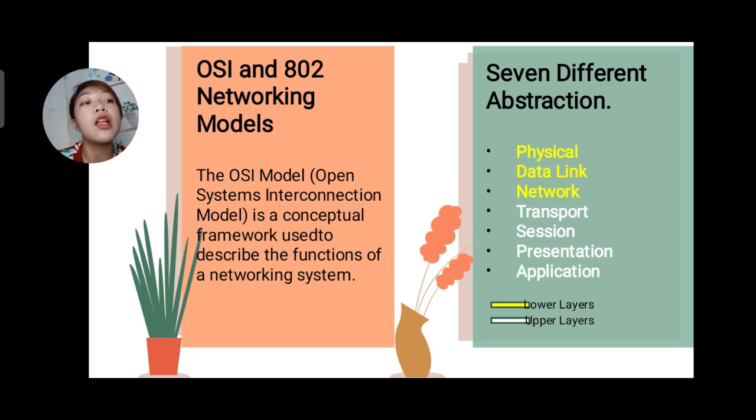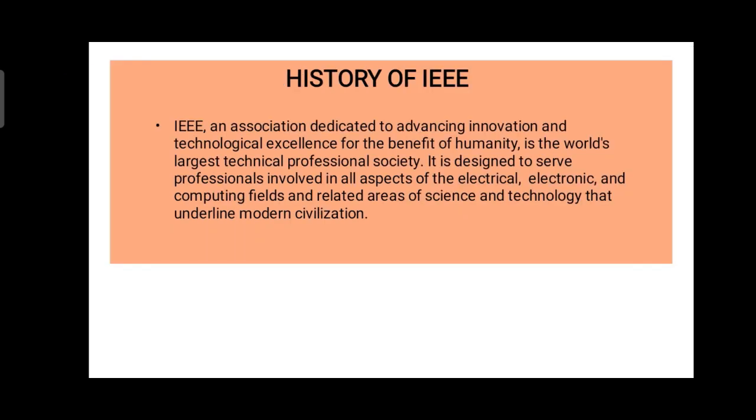So the color yellow are lower layers, while the white are upper layers. The OSI model was published in 1984 by the International Organization for Standardization, at a time when network computing was in its infancy. The OSI model is still used to represent network architecture today, although it does not always map directly to a specific system.